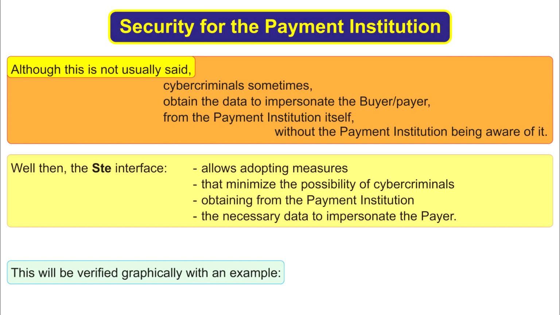Security for the payment institution. Although this is not usually said, cybercriminals sometimes obtain the data to impersonate the buyer, the payer, from the payment institution itself, without the payment institution being aware of it. Well then, the STE interface allows adopting measures that minimize the possibility of cybercriminals obtaining from the payment institution the necessary data to impersonate the payer. This will be verified graphically with an example.